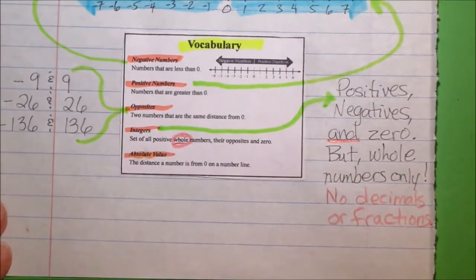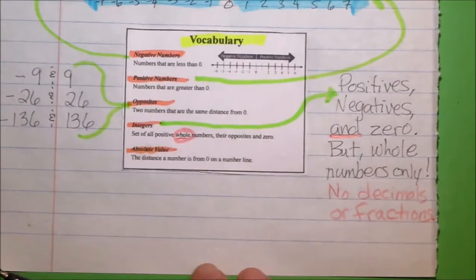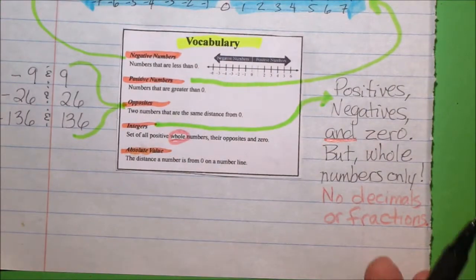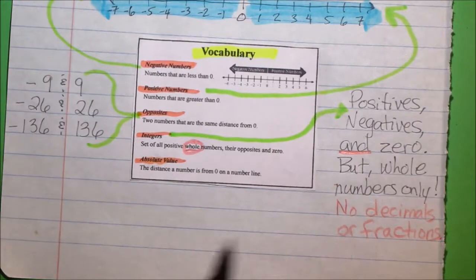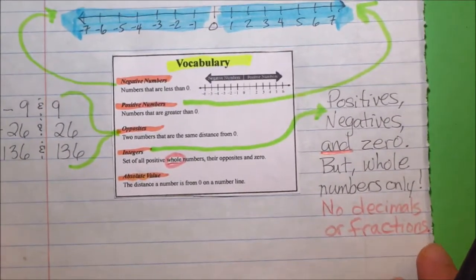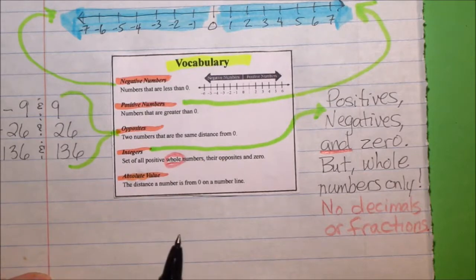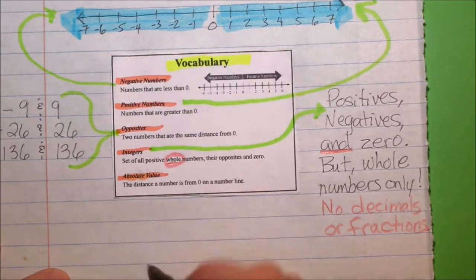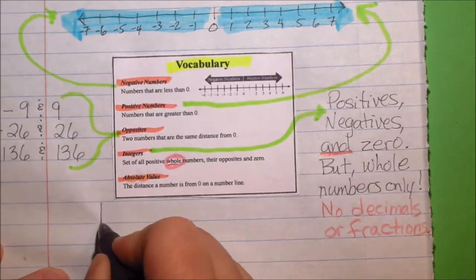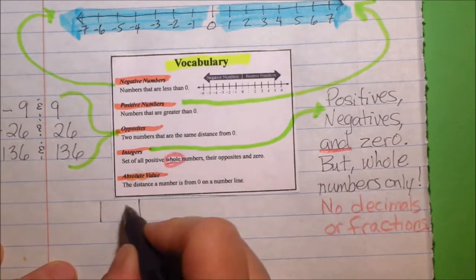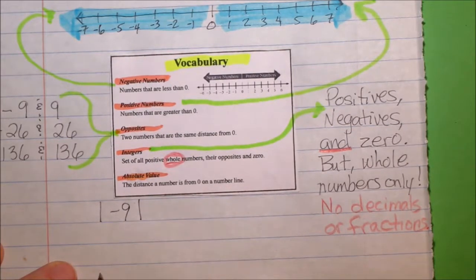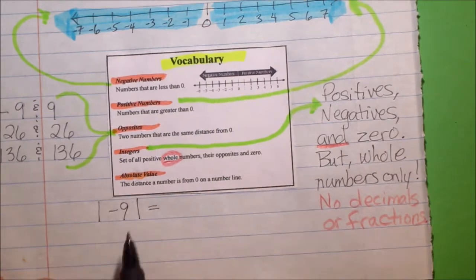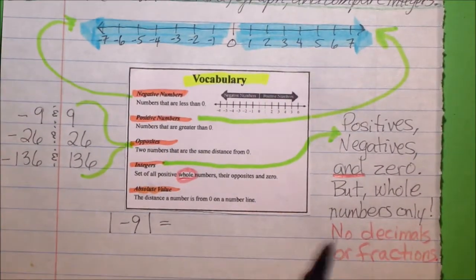All right, so now last one, let's talk about what are absolute values. It says that an absolute value is the distance a number is from 0. That sounds a lot like opposites, but let me show you how it's going to look a little bit different. When we talk about absolute values, a number, either a positive or a negative number, will be inside these straight up and down bars. So I'm going to have -9 in here. Those straight up and down bars mean absolute value.